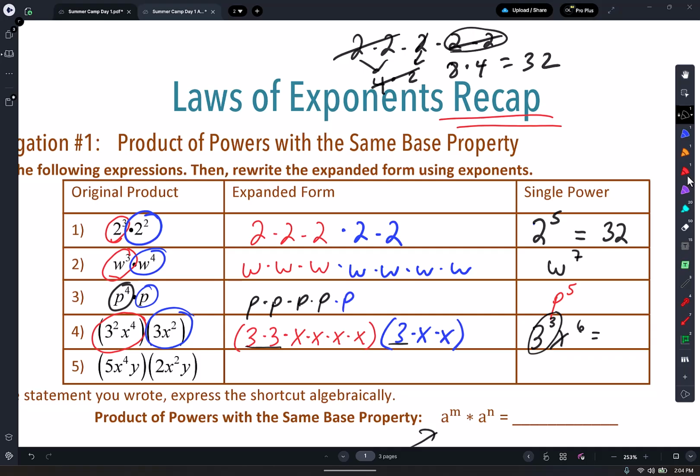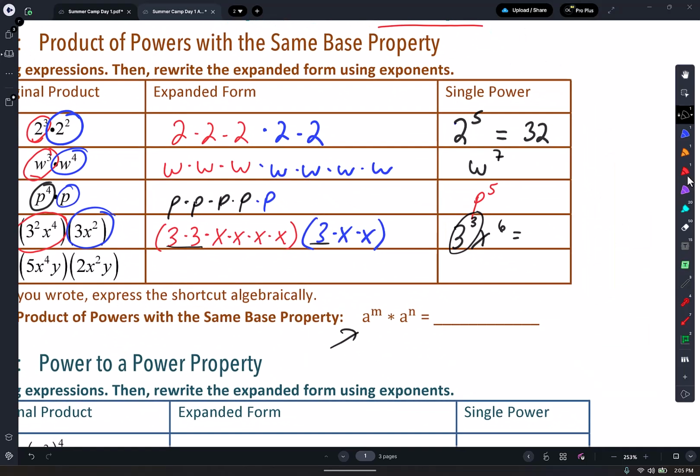How do I find it? Let's see. 3 times 3 times 3. You guys ready? What is 3 times 3? 9. So I already used those. What is 9 times 3? 27. There it is, 27. So this is 27 x to the 6th. Is this making sense? Okay.